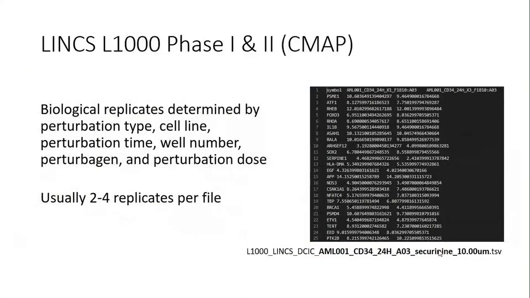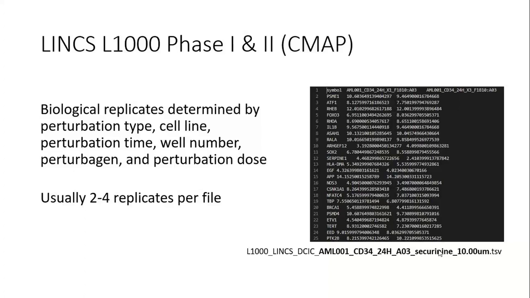And then the bulk of the data that I work with was the CMAP data, or the L1000 phase one and phase two data. For this data, I divided all of the data into biological replicate files. I determined the biological replicates largely by looking at the well number. Basically, each well number on each plate is like a biological replicate in terms of it being the same perturbation type, the same cell line, the same perturbation time, the same perturbagen, and also the same perturbation dose.